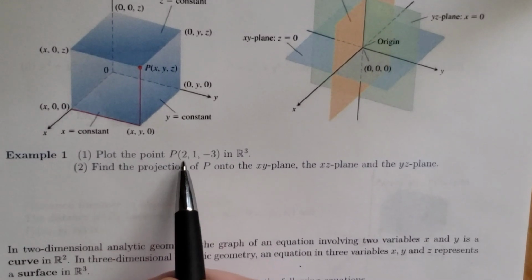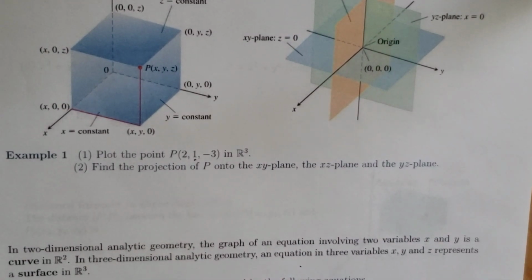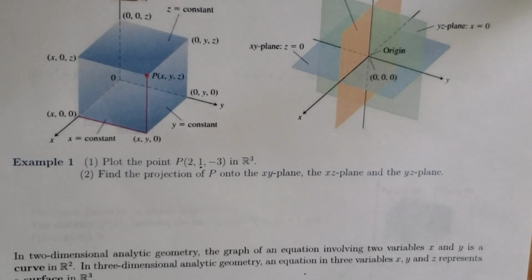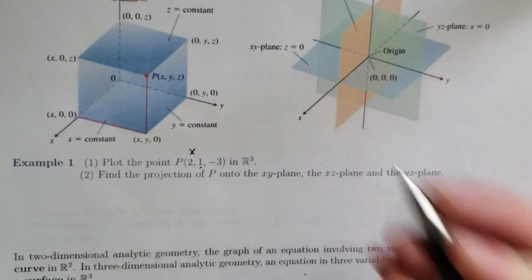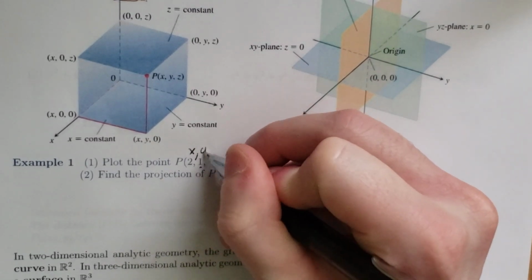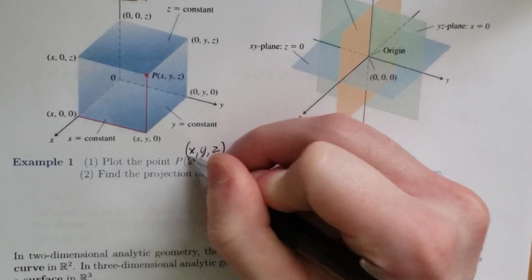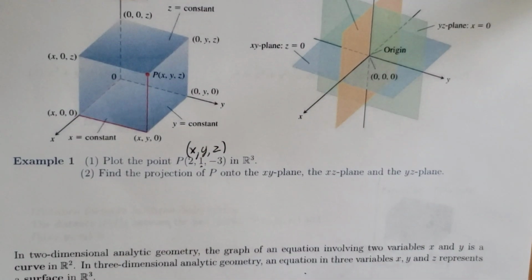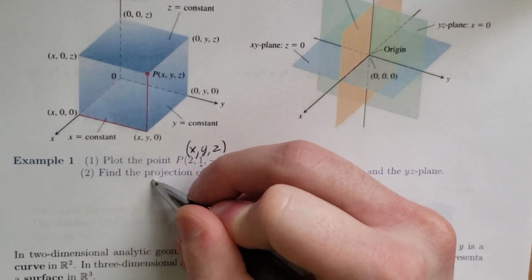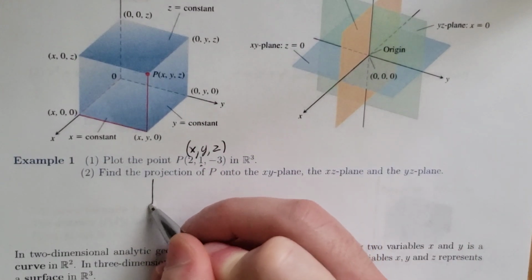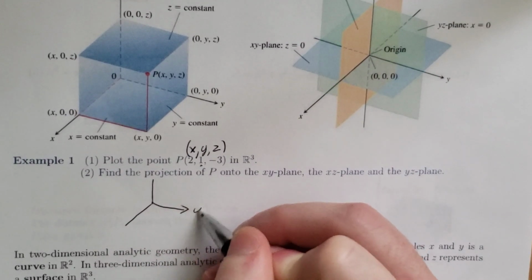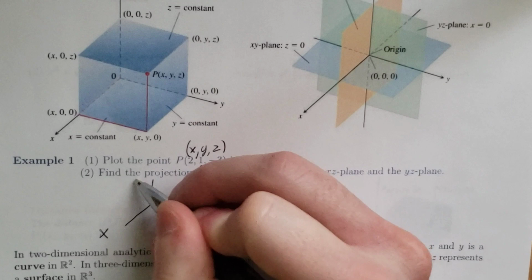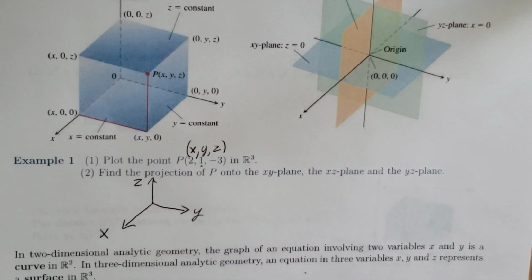All right, so we're going to plot the point (2, 1, -3). For clarification, this first coordinate is x. And then the second is y, and the third is our z coordinate. So let's go ahead and draw our axes. So this is positive z, positive x, positive y.